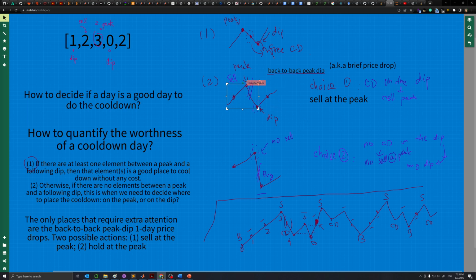It does mean that we're gonna sell at the peak, and we're definitely not buying at the dip because we're doing the CD on the dip. But it doesn't indicate anything about the action next to the dip. It'll have its own logic, okay? It just means that at this dip here we're empty, right? So that's something we know. We are empty here.